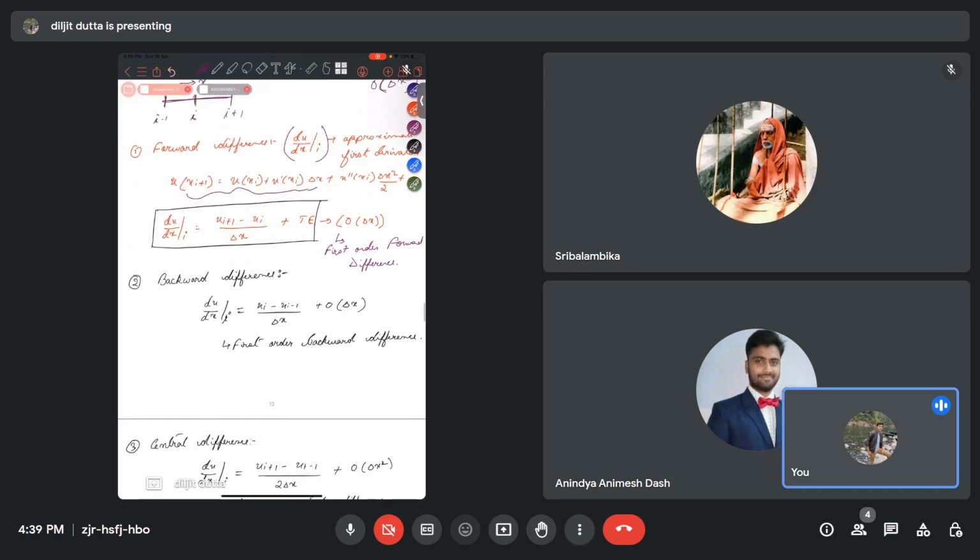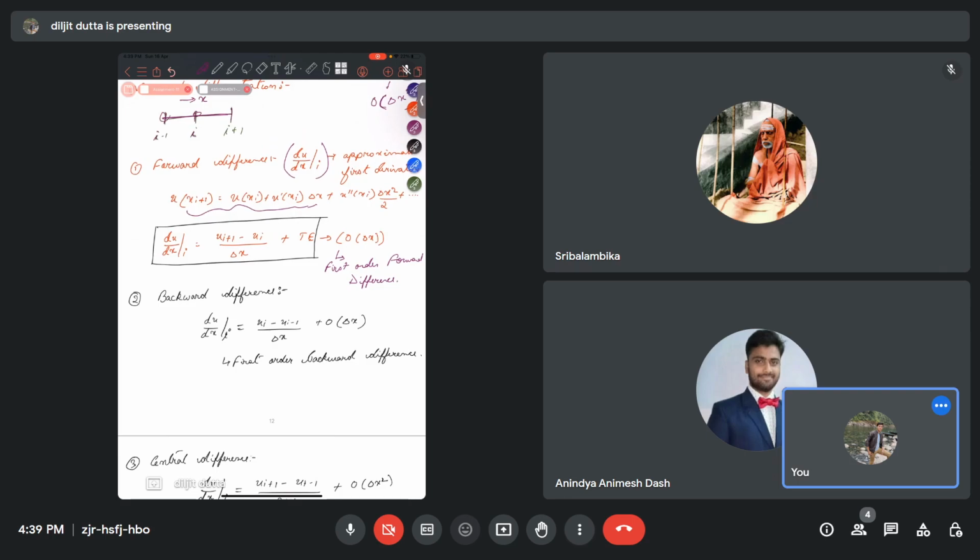Next up, we have the backward difference, where du by dx at i is equal to u i minus u i minus 1 by delta x. So we will be taking the values at these 2 points in backward difference. If we want to calculate the derivative at point i, we will be taking the values at i and i minus 1. So du by dx at i is equal to u i minus u i minus 1 by delta x plus of order of delta x. So this is also called the first order backward difference.